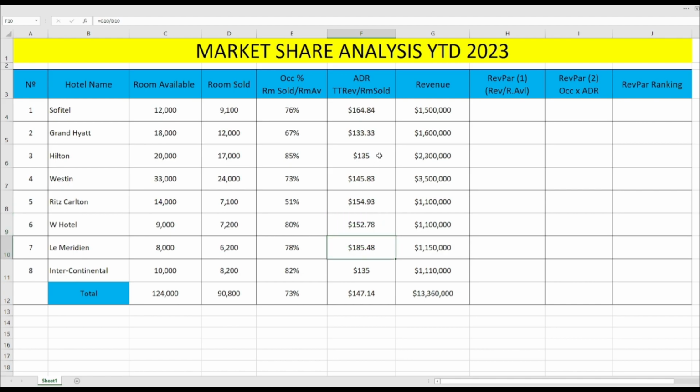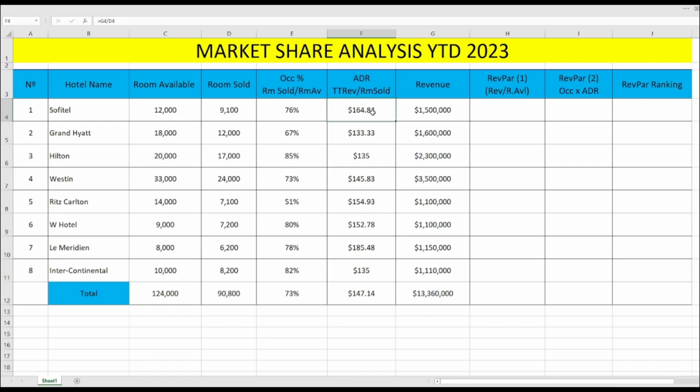The one having the highest ADR is Le Méridien. Le Méridien got 185.48 US dollars average daily rate. Number two is Sofitel, 164.84 per room. And the lowest are these two hotels having the same ADR, Hilton and Intercontinental.